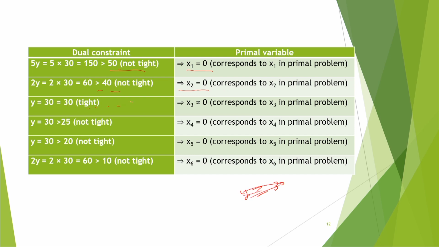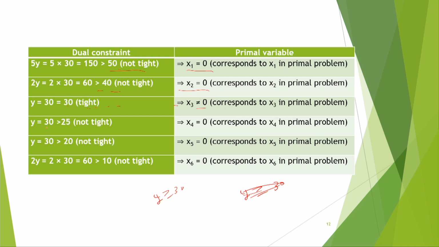Y is equal to 30, so 30 is tight, therefore x3 is not equal to 0, because y is exactly 30, and the constraint was y greater than 30. You are at the border case, that means the moment you reduce a bit, you are gone. Here 5y was 150, so y can be reduced also. But this is y greater than 30, so it is a tight constraint. That means equality holds good. So x3 will not be equal to 0. It may have some worth. Of course, in some cases the worth can be 0 also, but generally you cannot conclude.